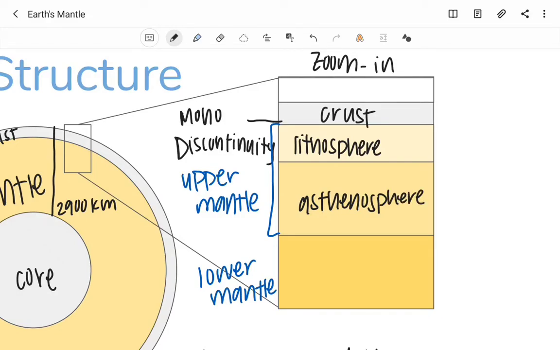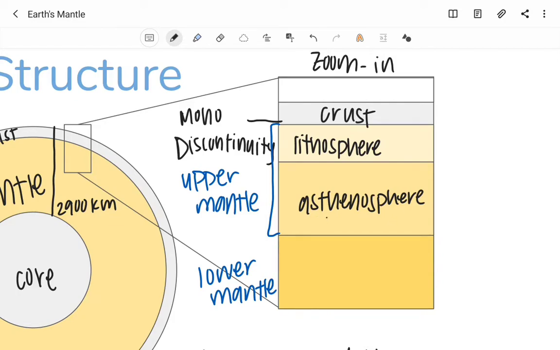Now, the lithosphere is a brittle, hard, cool rock found underneath the crust. And the lithosphere is typically 100 to 250 kilometers wide. So we talked about how continental crust is thicker than oceanic crust. Same goes for lithosphere. Lithosphere found underneath the continents is more towards the 250 side, whereas lithosphere found underneath the oceans is more towards the 100 kilometer side. Below this brittle layer of rock, we have the asthenosphere.